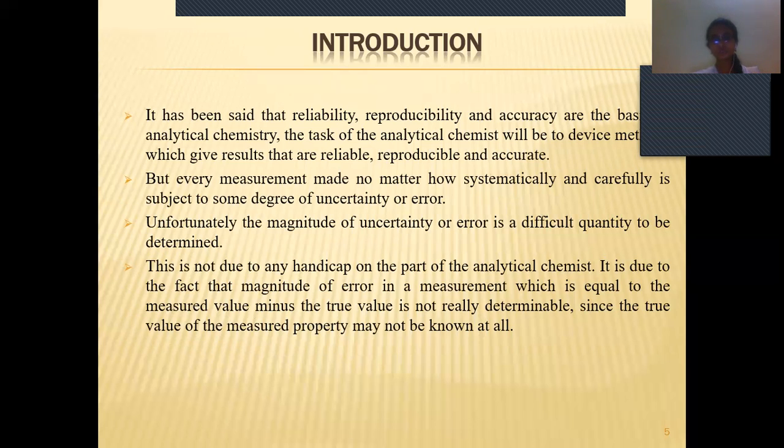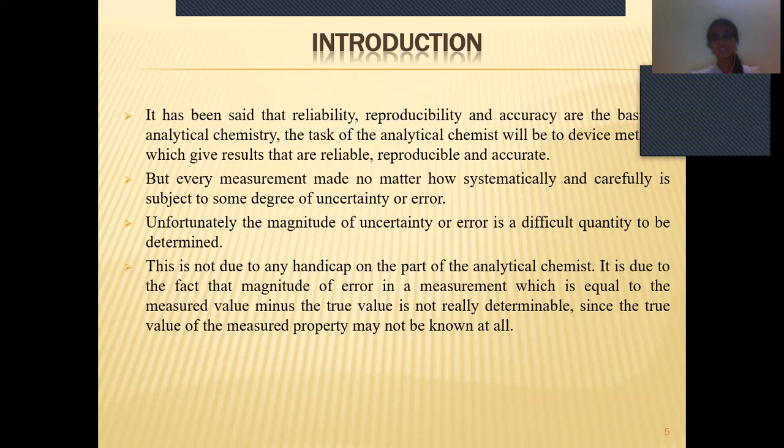This is not due to any handicap on the part of the analytical chemist. It is due to the fact that the magnitude of the error in a measurement, which is equal to the measured value minus the true value, is not really determinable, since the true value of the measured property may not be known to us. So if we do any experiment, we will get a result.